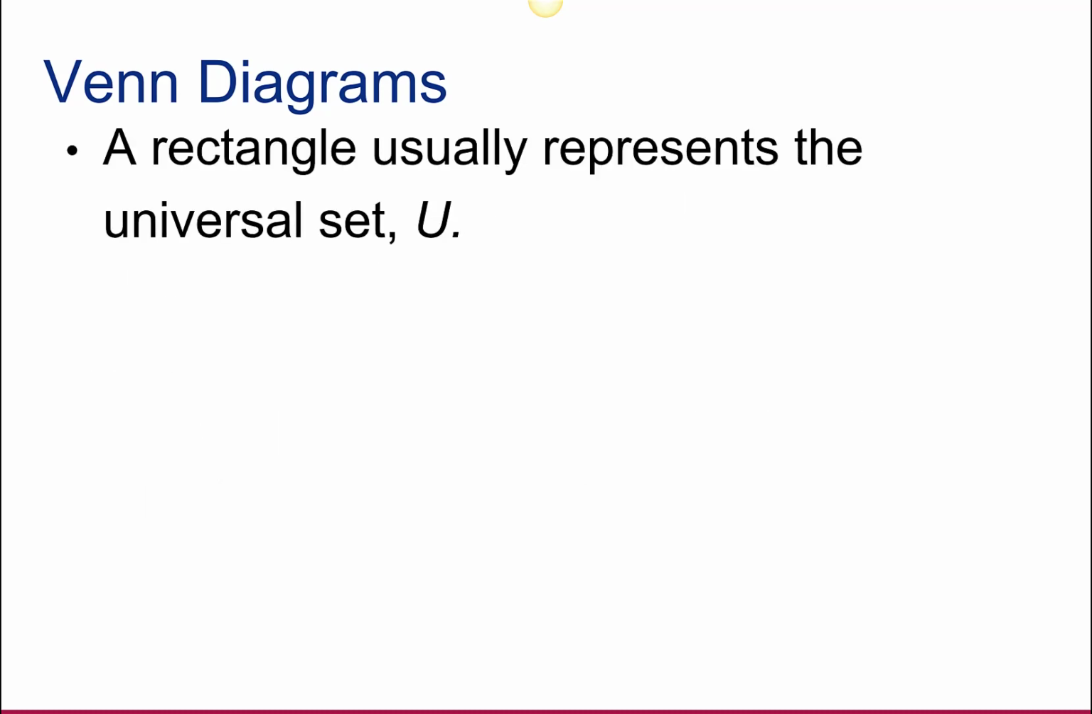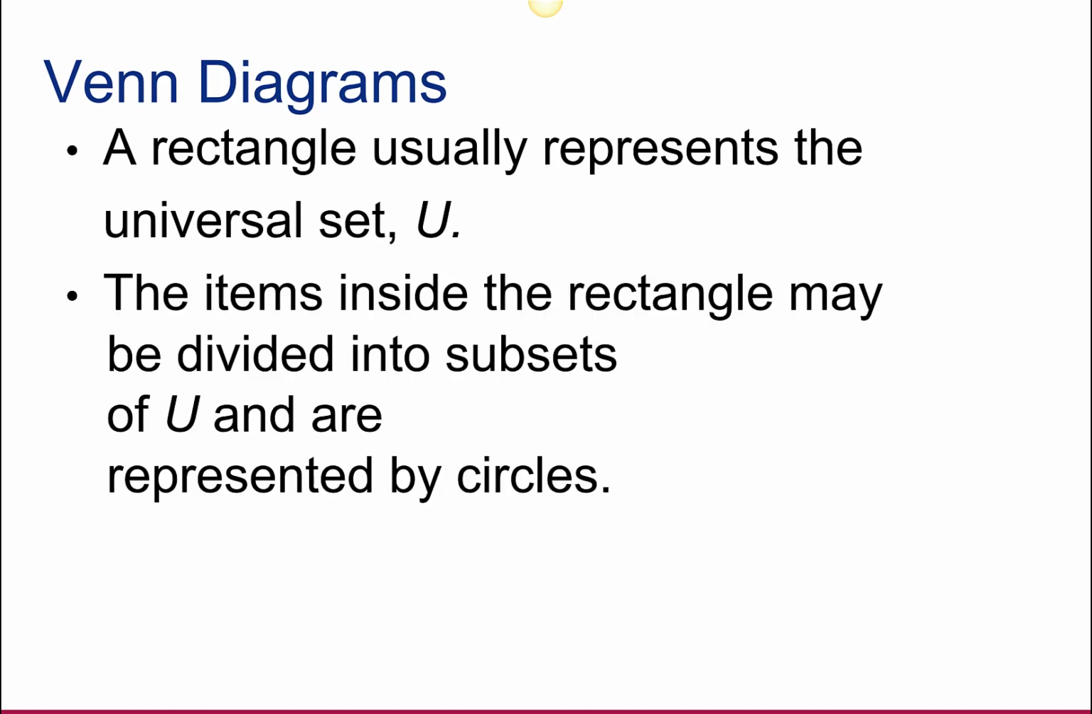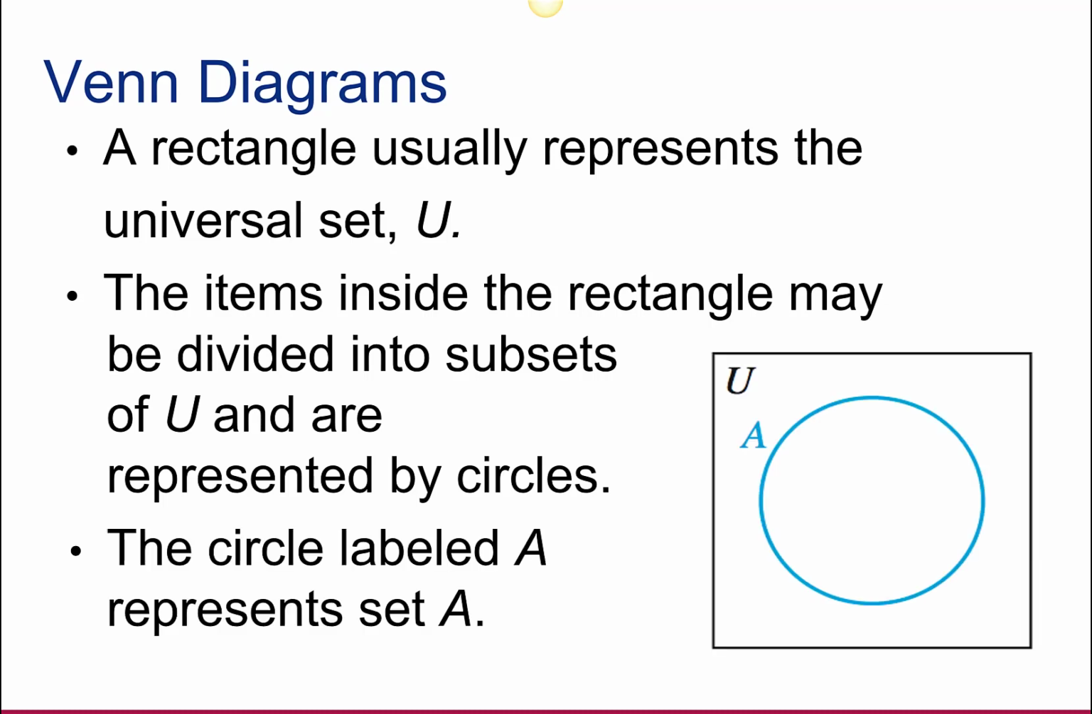The universal set is represented generally by a rectangle. The items inside the rectangle may be divided into subsets of U and are generally represented by circles. The circles are labeled with the name of the set. For example, here we see set A inside of the rectangle, which represents the universal set.